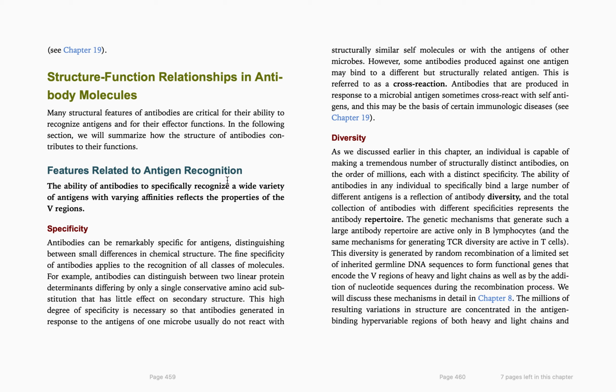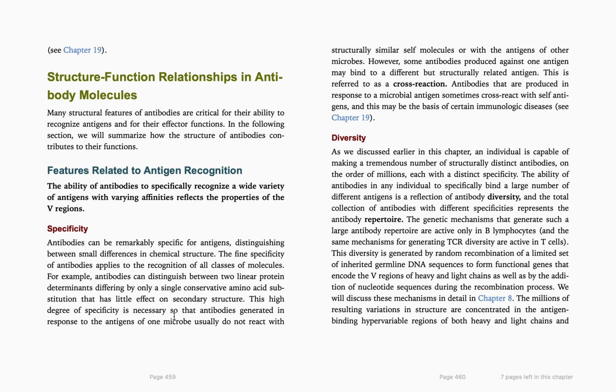Features related to antigen recognition. The ability of antibody to specifically recognize a wide variety of antigens with varied affinity reflects the properties of the variable region. So, we have specificity. Antibody can be remarkably specific for antigen, distinguishing between small differences in chemical structure. The fine specificity of antibody applies to recognition of all classes of molecules. For example, antibody can distinguish between two linear protein determinants differing by only a single conservative amino acid substitution that has little effect on secondary structure.